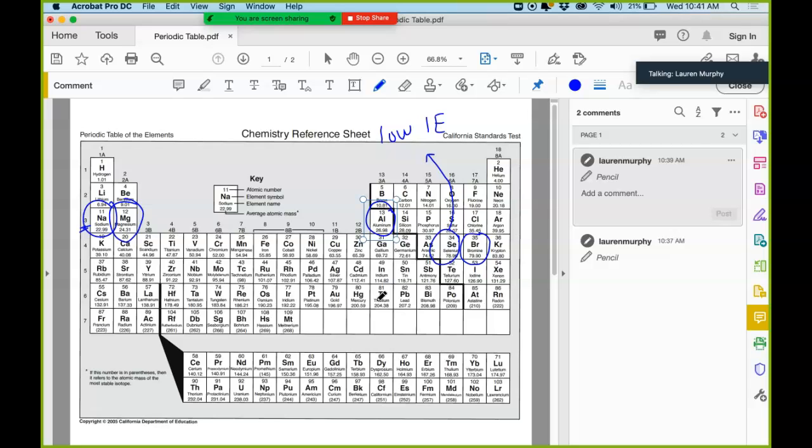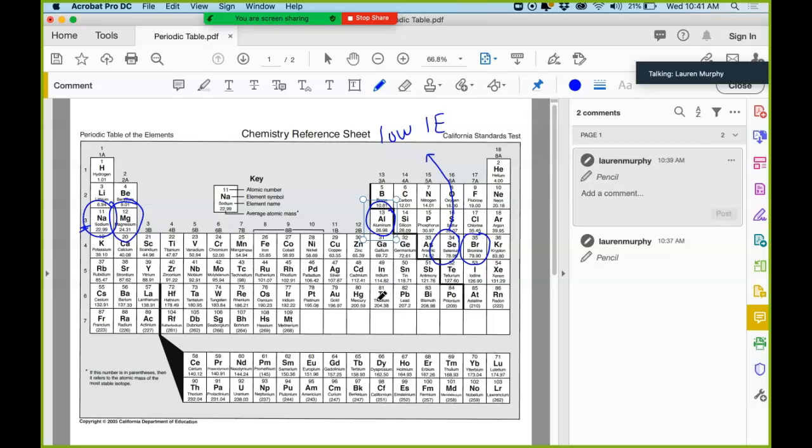You can't say selenium is bigger, so it has a lower ionization energy. That is a horrible explanation. You're not wrong, but you don't understand. So what that it's bigger? What does that have anything to do with ionization energy? You have to thoroughly explain it. So selenium is larger. Did I say smaller? Selenium is larger than bromine.